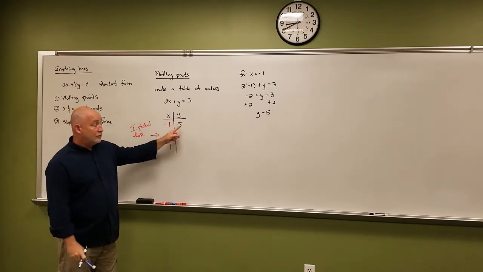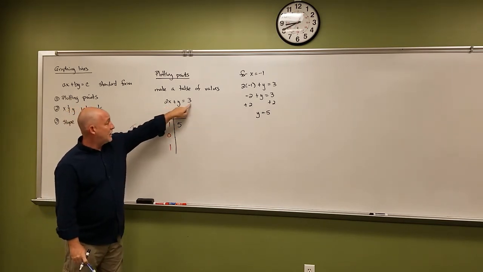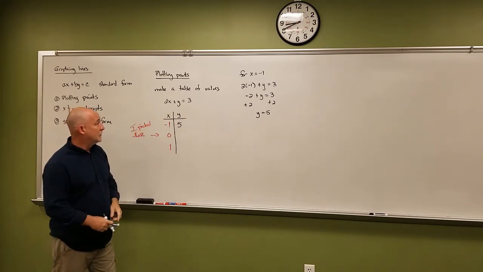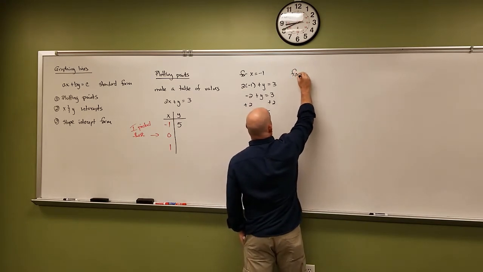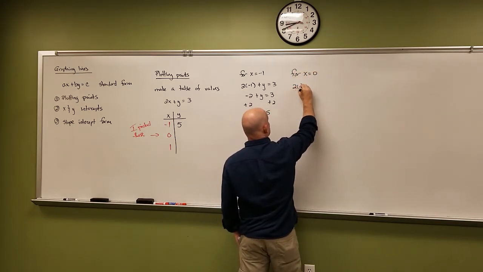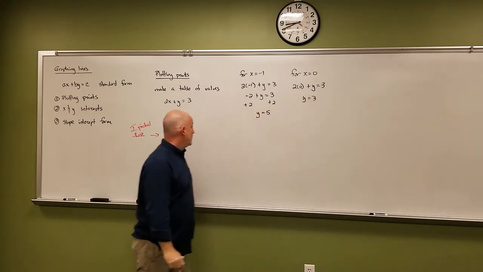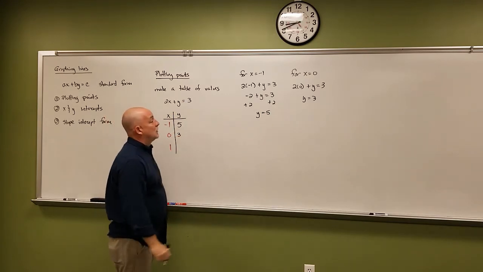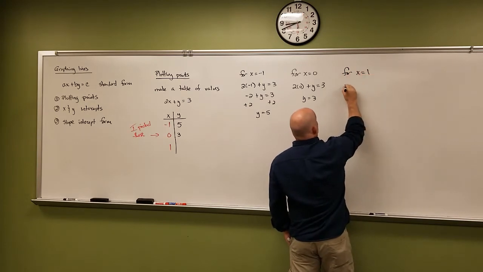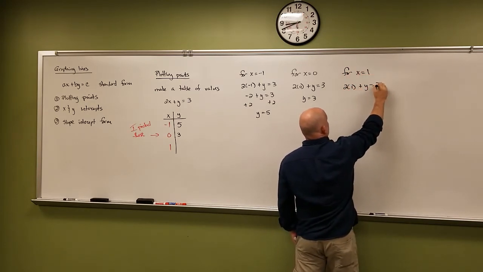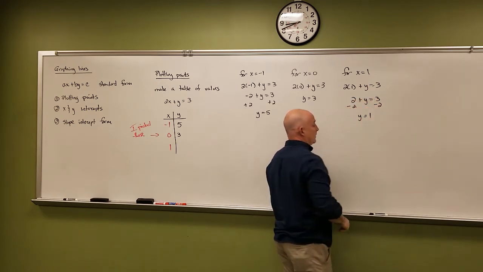So basically what we've done is we found one point that is on this graph, right? If you plug in -1 and 5, you will get 3. So that point's on that line. So we do this for all the values that we pick. Let's move over here. So for x equals 0, that's 2 times 0 plus y is 3. That one's really easy. That just gives us y is equal to 3. And if you come over and do the last one, okay, 2 times 1 plus y is 3. So 2 plus y is 3. So y is equal to 1.